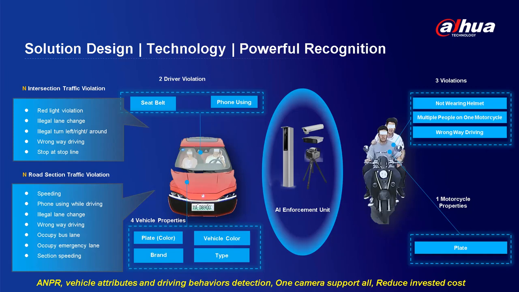Then for two-wheelers, motorcycles, we capture the plate. We capture things like if the cyclists are not wearing helmets, if we have more than two people on one motorcycle, if you're driving the wrong way, then we use NPR and vehicle attributes, also driver behaviors, and we use one device. So this is an AI enforcement unit where we have a violation detector, a traffic enforcement camera, a spotter series high level camera, then of course a speed measuring system. So we can apply this to make sure that we get the correct recognition.